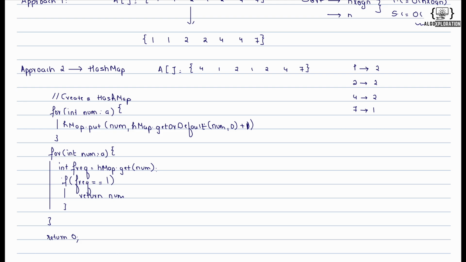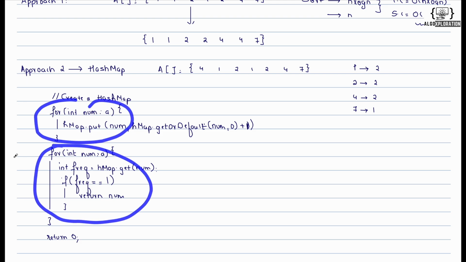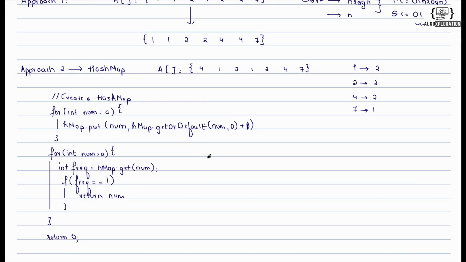So let's talk about the time complexity and the space complexity. This loop will take order of n time, and this loop will also take order of n time. So n plus n, that will be 2n, which boils down to order of n. If we talk about the space complexity, we have taken extra space, that is the hash map, so it will be order of n.